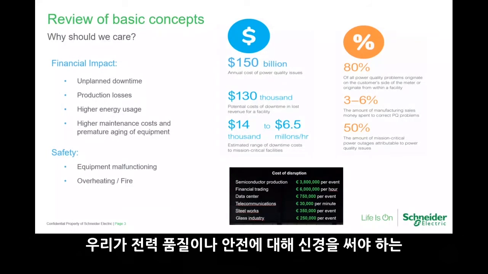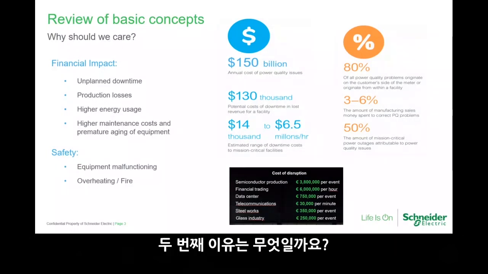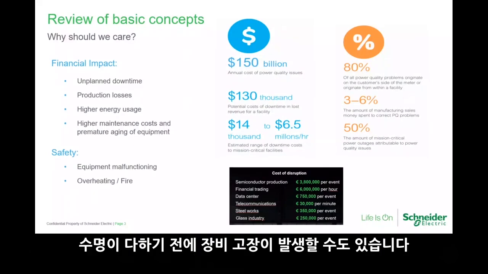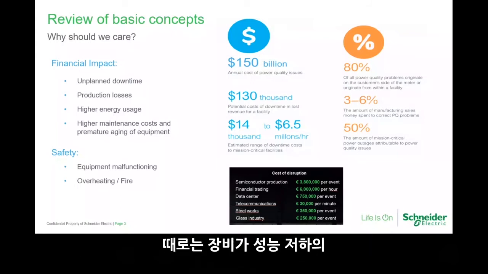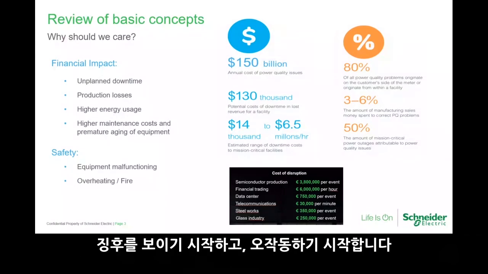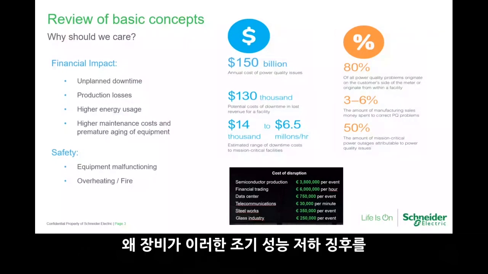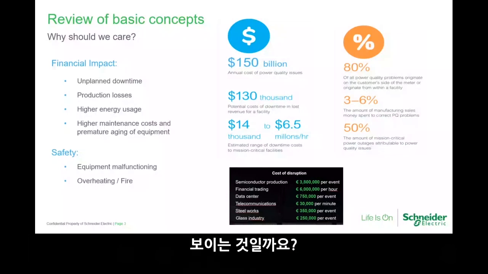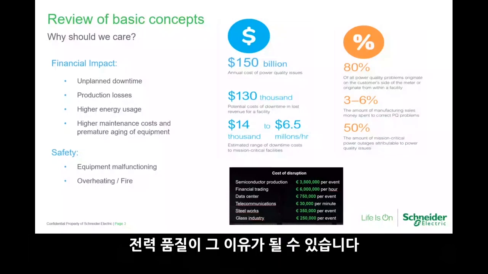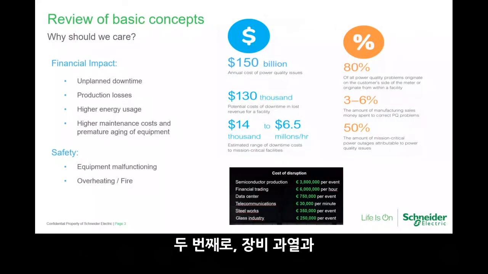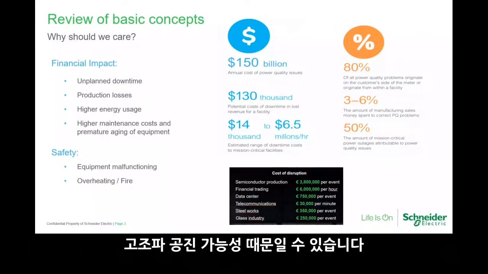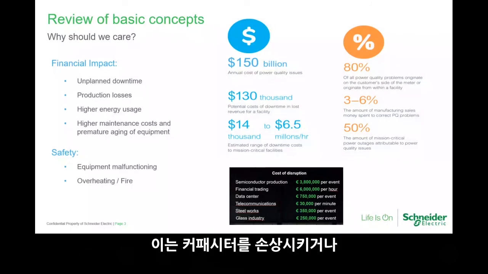Second thing, why should we care about power quality? It's all about safety. Firstly, the safety of the equipment. The equipment will start to malfunction before even the lifespan of the equipment ends. Sometimes you see the equipment start showing some sign of deterioration and start to malfunction. So the question is, why is the equipment showing such an early sign of deterioration? This could be the reason of power quality. And secondly, overheating and heat, and also potentially harmonic resonance that could cause the capacitor to give way and also cause fire.